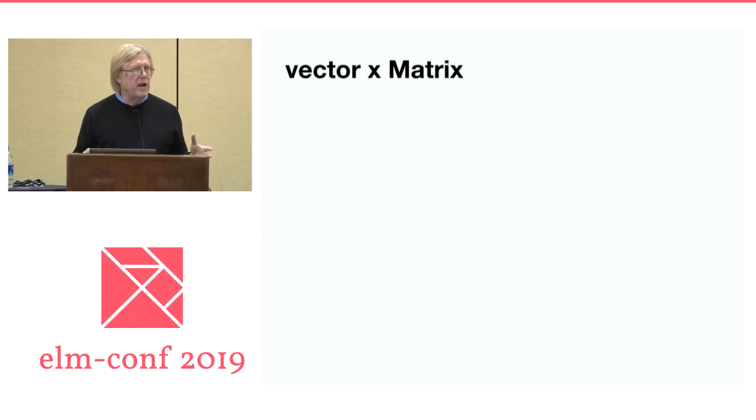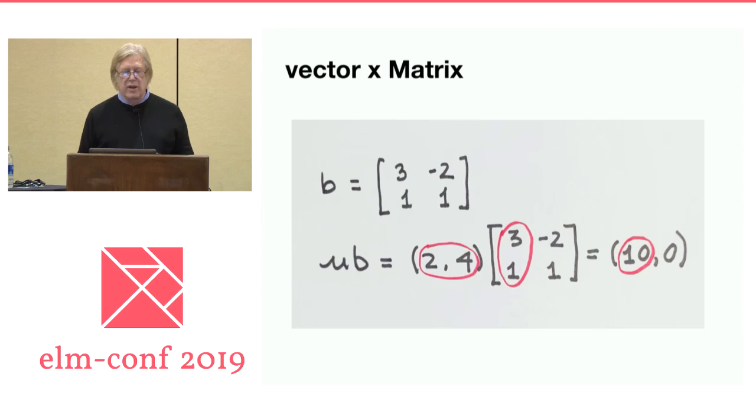Okay, let's ramp up the challenge. Let's try to multiply a vector times a matrix. So we have a matrix B, a 2x2 matrix, a little square array of numbers, and our vector u from before.